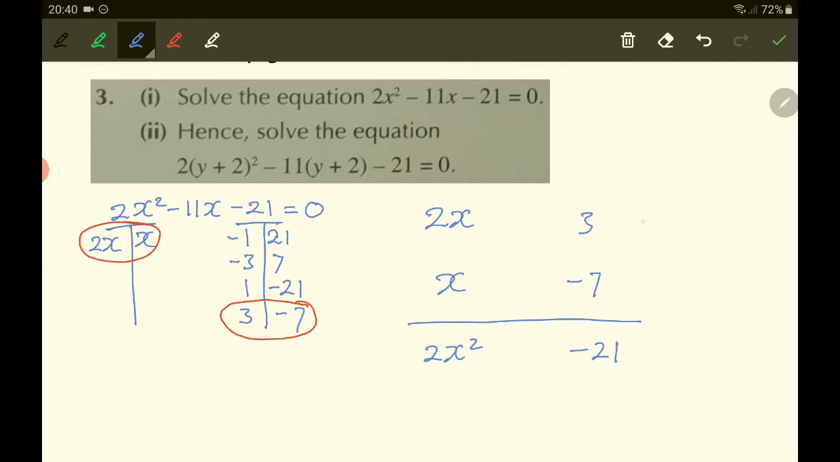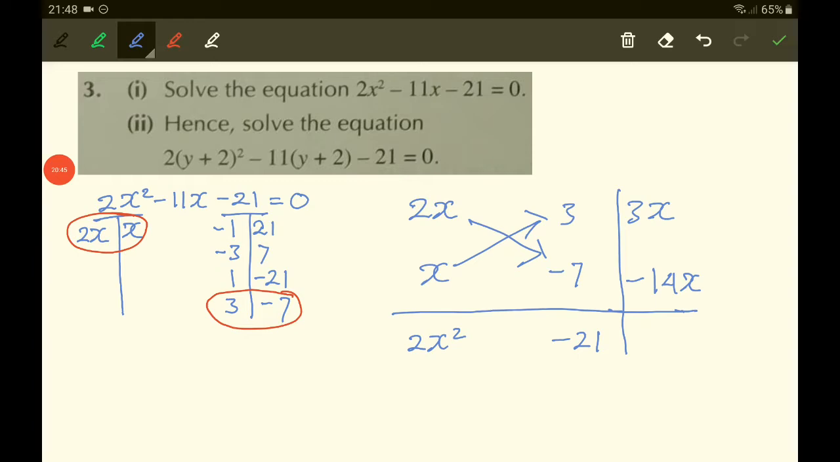Okay, let's try to use the cross method here. This is 3, so this is 3x and this is minus 14x. When we cross multiply, we get 3x and minus 14x. When we add them, we get minus 11x.